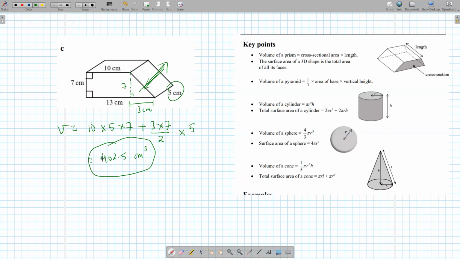Here's a question for you. Which one will be bigger, the surface area or the volume?